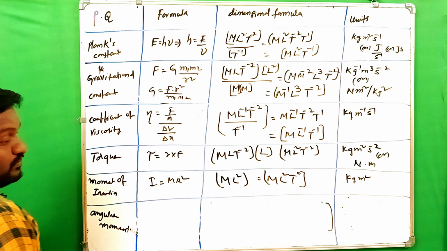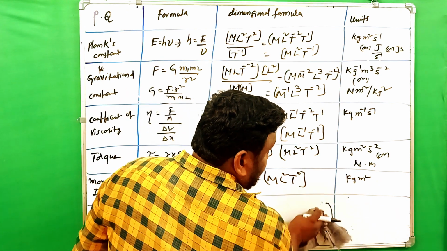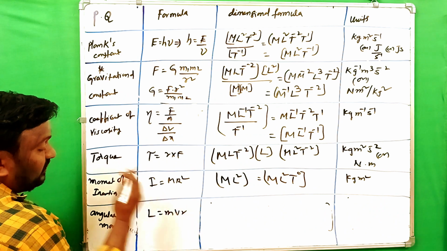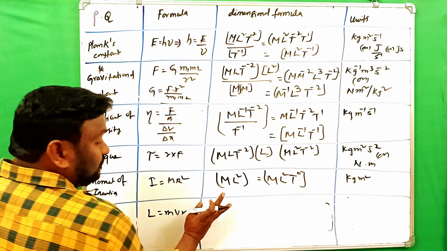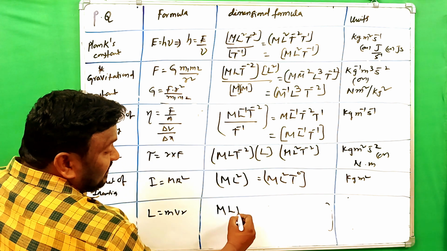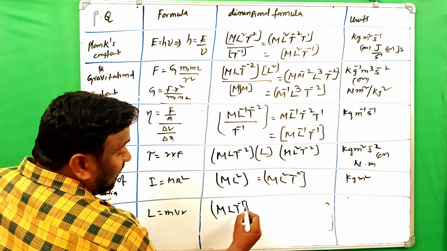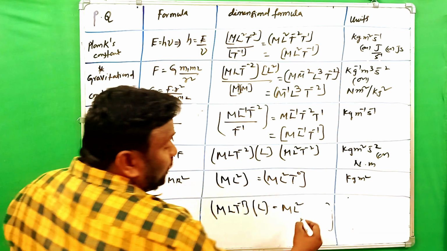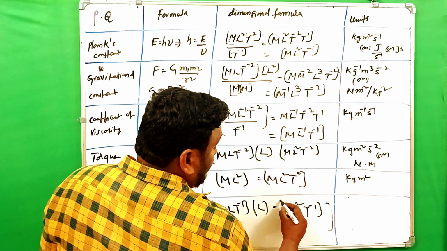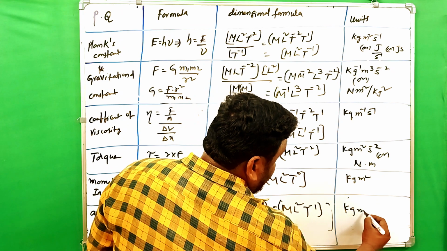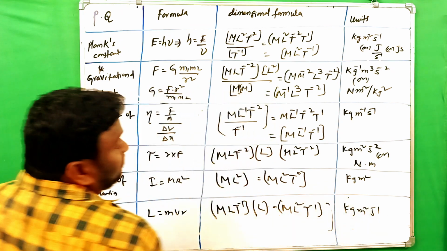Now angular momentum. The formula is L is equal to m v r. For mass M, velocity L T inverse 1, and r means distance. That is M L square T inverse 1. So the units are kg meter square second inverse 1. Clear?